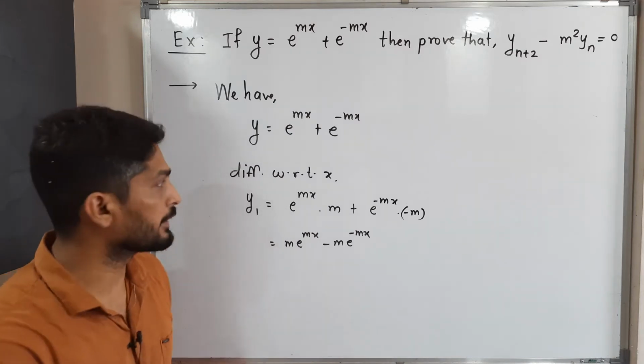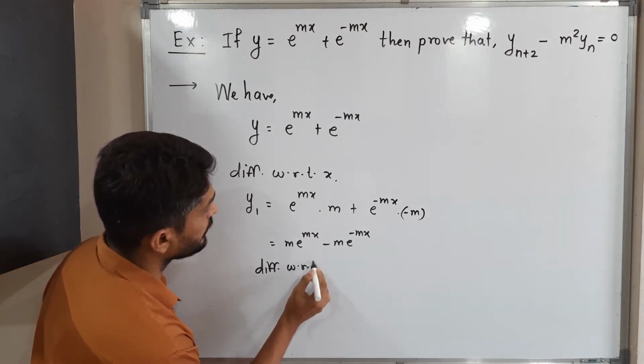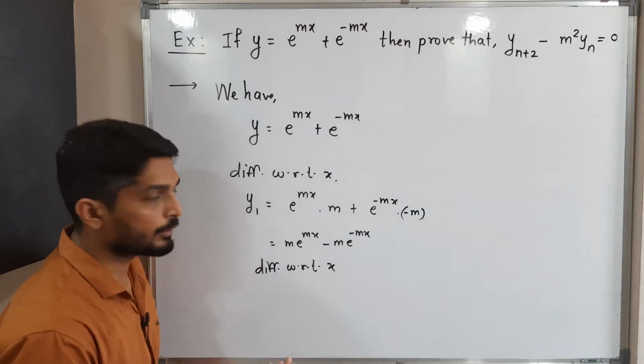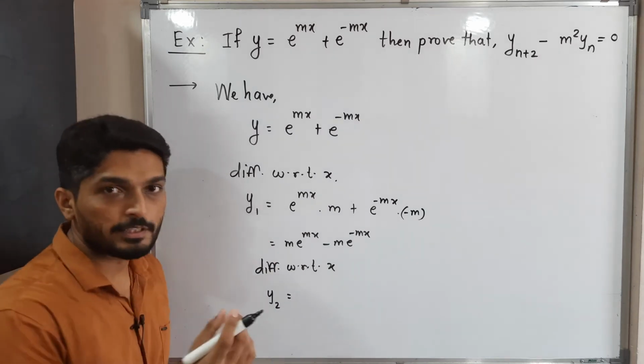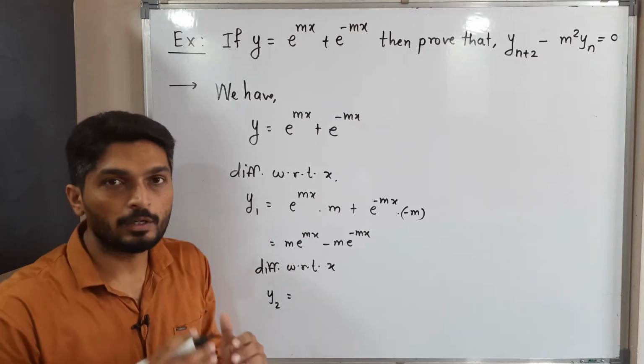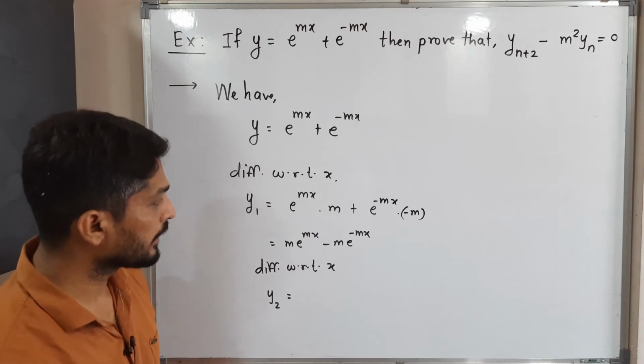Let us take one more derivative, differentiating with respect to x. So let us take the derivative now. The derivative of y1 is y2. That suffix denotes the derivative. First derivative we have. If you take one more derivative, we will have the second derivative. So that's why I wrote y2.